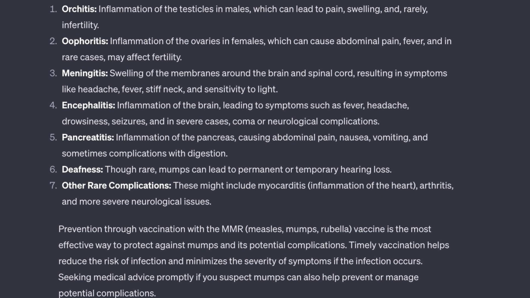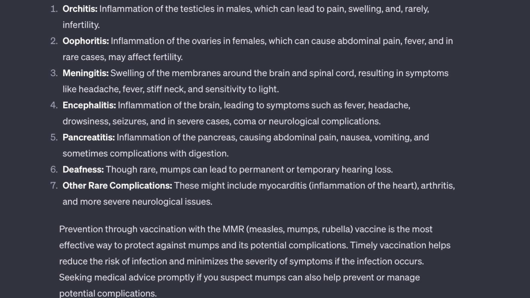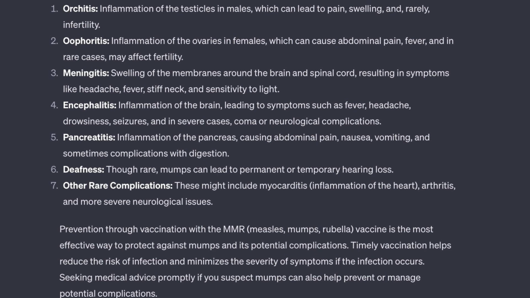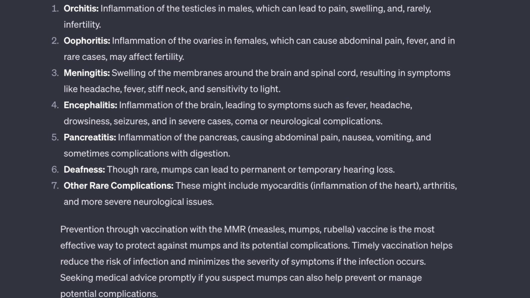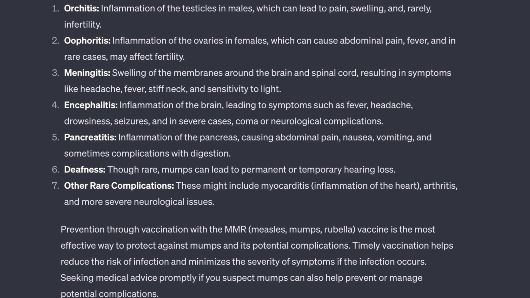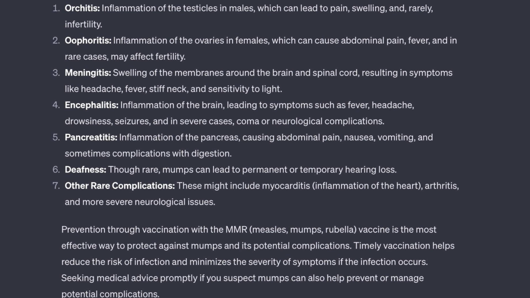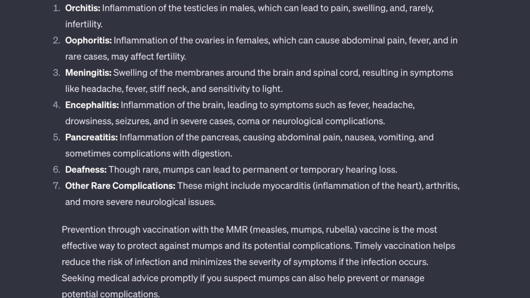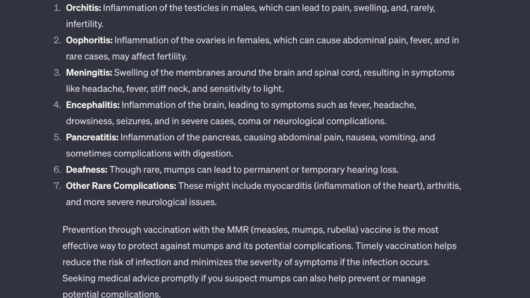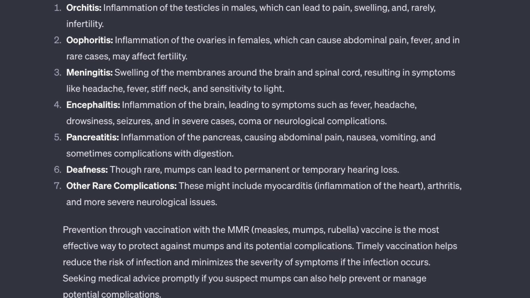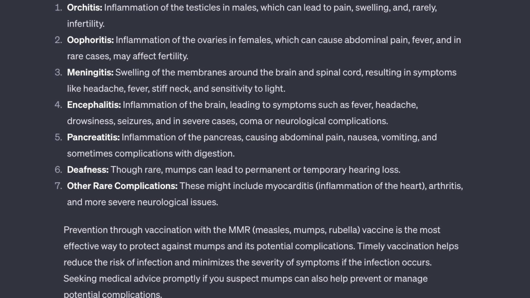Fourth complication is encephalitis, symptoms of meningitis with neurological complications like drowsiness, seizure, and coma. Fifth complication is pancreatitis, inflammation of the pancreas causing abdominal pain, nausea, vomiting, and some complications with digestion. Sixth complication is deafness. It is sensorineural hearing loss, which may be temporary or permanent. It may involve both ears or a unilateral ear. Other rare complications include myocarditis, which may lead to myocardial infarction and may lead to cardiac arrest.